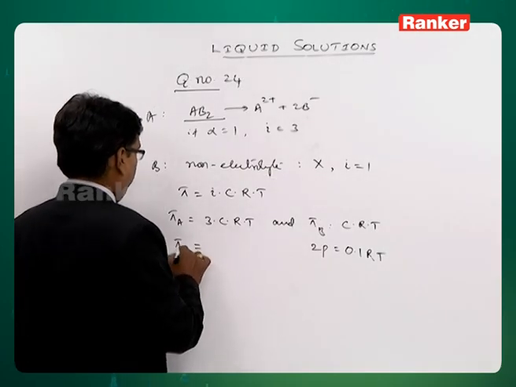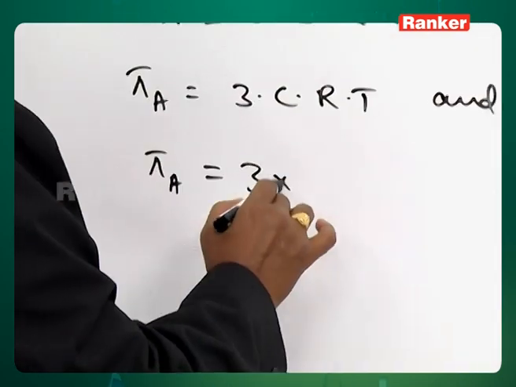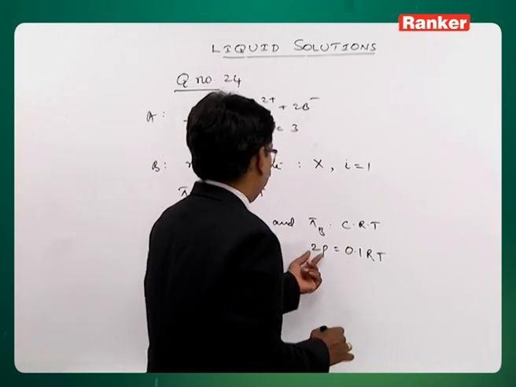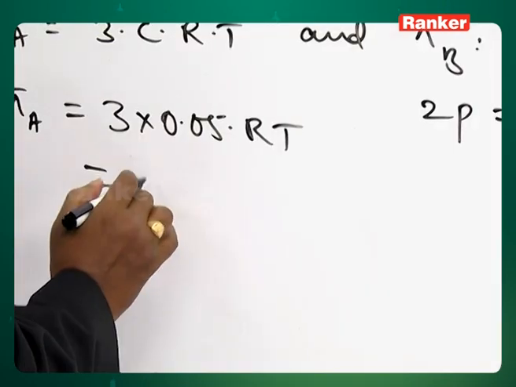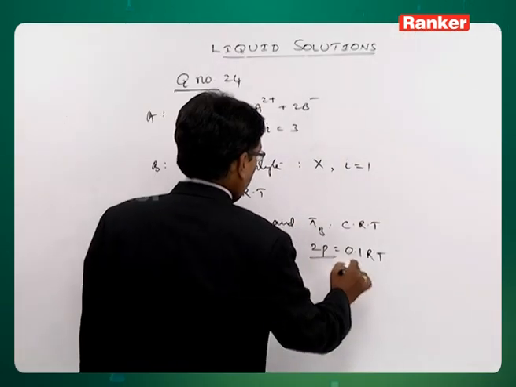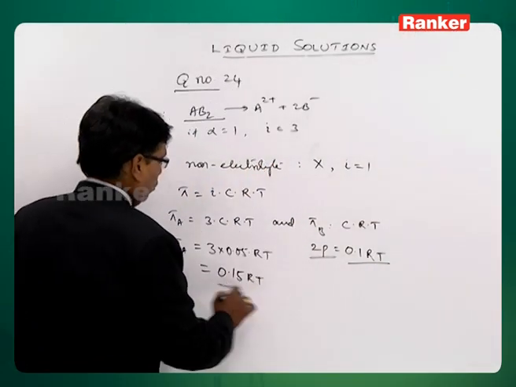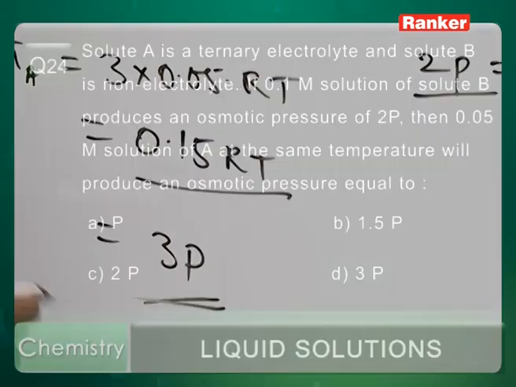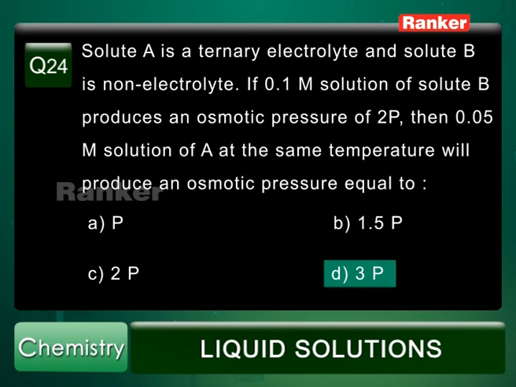Then for a 0.05 molar solution of solute A, pi A will be 3 into 0.05 RT, which is equal to 0.15 RT. So, pi B is equal to 2P, which is 0.1 RT. So, 0.15 RT will be equal to 3P. So, the answer must be 3P, that is option D.